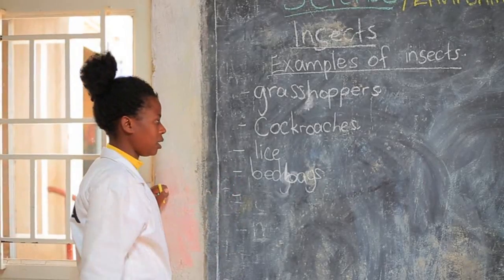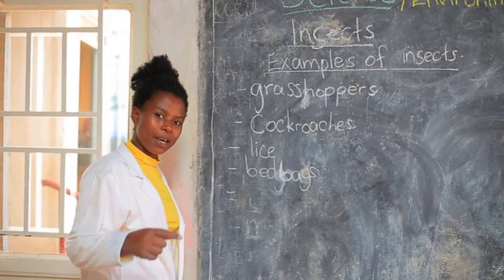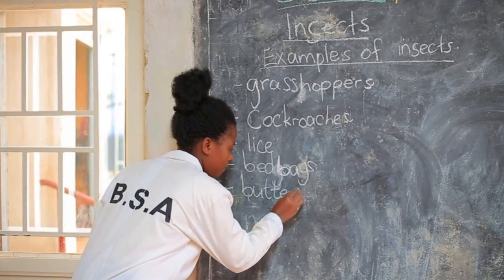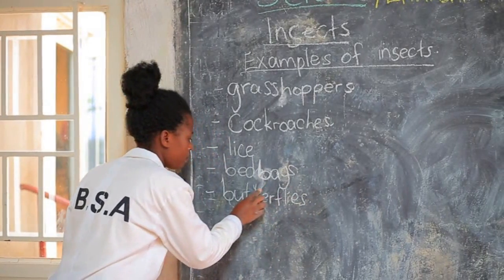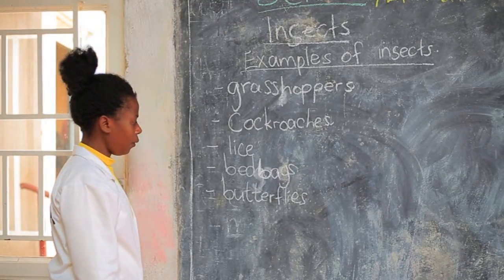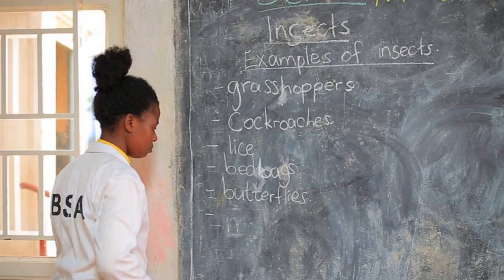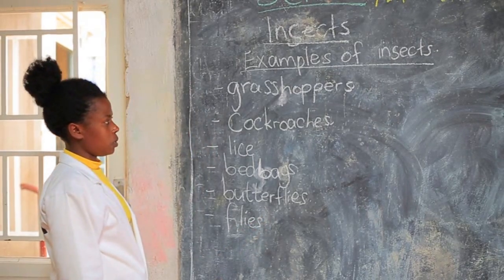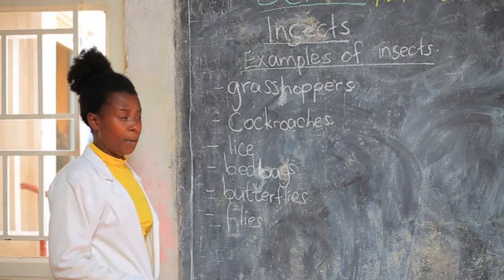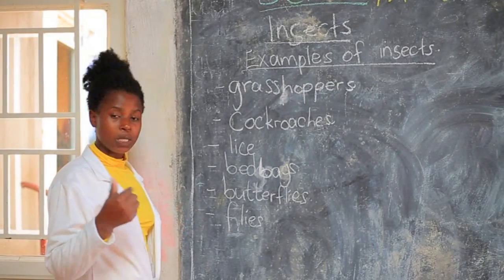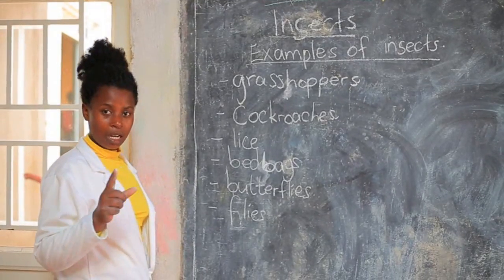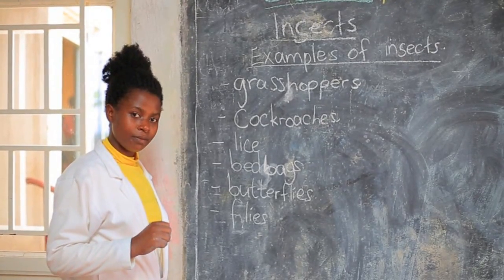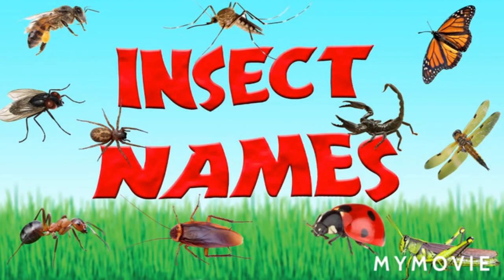We have others. We have butterflies. You remember the other song that we used to say, butterfly? You remember that song? Yes, butterfly. Butterflies. We have also flies, the other ones that work in the toilets. These are very few examples of insects, but we have very many types of insects. There are very many that are around us. So let's take a look at examples of insects. Come on, children, let's learn names of insects.